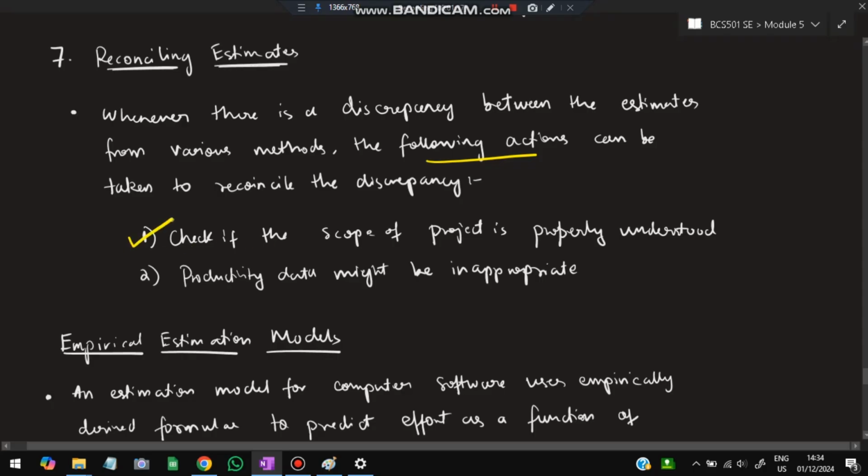Check if the scope of the project is properly understood. What is the scope and objective the project is designed for? Is it understood in all the processes or not? Check that. Second, productivity data might be inappropriate. This can also happen. The data which you are using might not be accurate. If you are using outdated data, that can happen. Now, if you follow these two, it will be a more accurate one. After that you can choose any of them, whichever suits your project purpose.